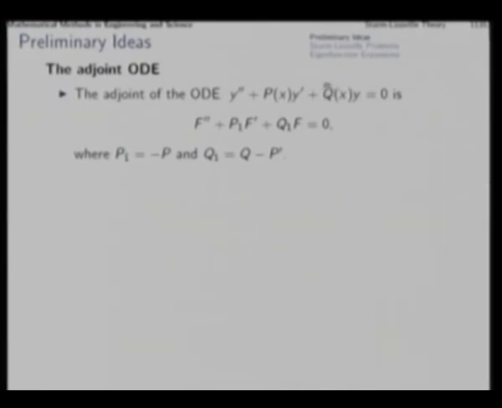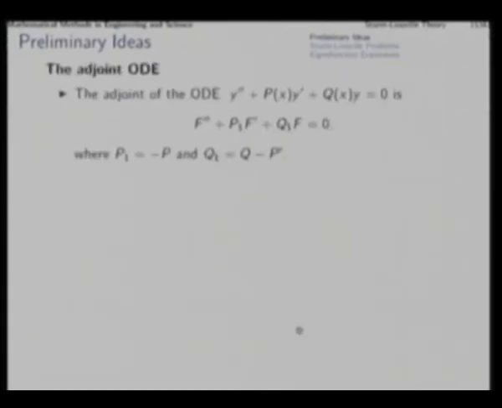Similarly, if we had q here, then we have got a q 1 here, which is q minus p prime. This we have seen just now, q minus p prime. So, this much we have got. This is the adjoint of this differential equation, where p 1 is minus p and q 1 is q minus p prime. Can we find the adjoint of this differential equation?